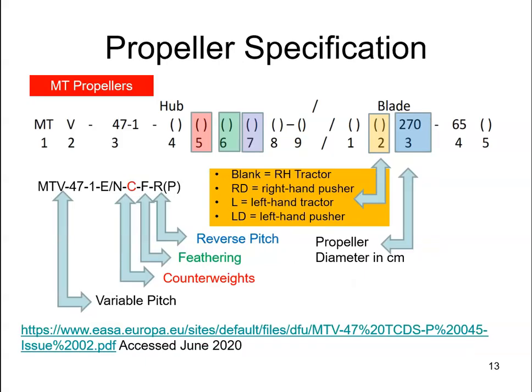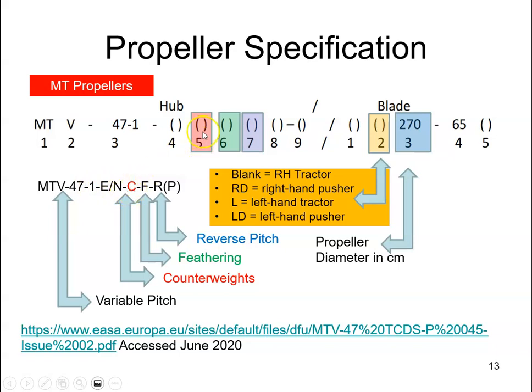So just to show how this all comes together, I've gone on to the MT Propellers website. It is here, and I've looked at the specification of a particular propeller. So MT, that's the company. The V here means it's a variable pitch. So we can vary the pitch of this propeller. 47 Type 1 is the type of propeller. So this includes the number of blades and what it is constructed from.